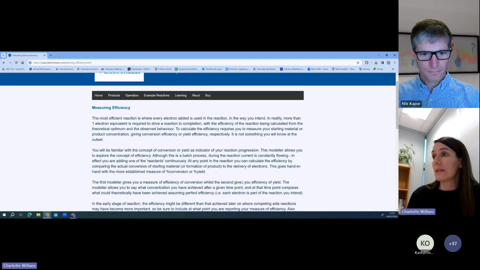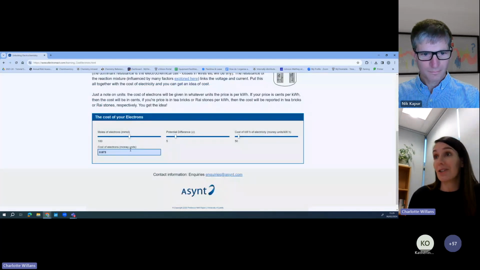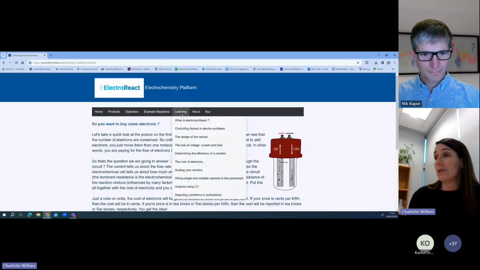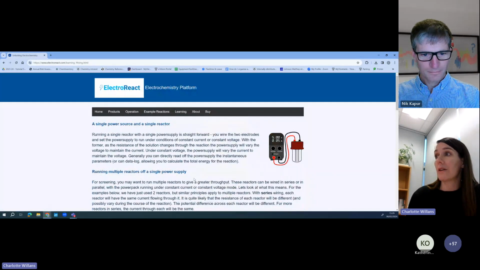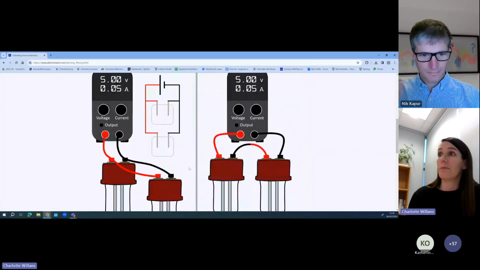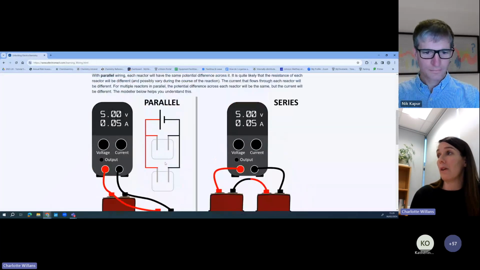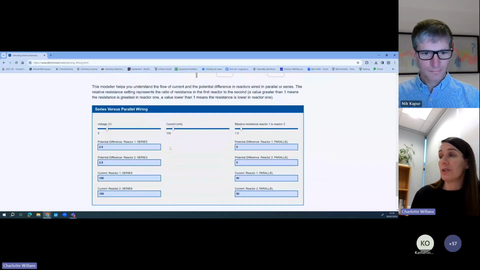And there are various other things that you can work out on here. You can even work out the cost of your reaction, so the cost of the electrons that you've added based on the current cost of electricity. Also a really useful one is the wiring. You might wire your multiple reactions in parallel or in series, and you can add your voltage and your current to this, and it tells you the potential difference and the current in the different reactors, depending on whether you're wiring in series or in parallel.